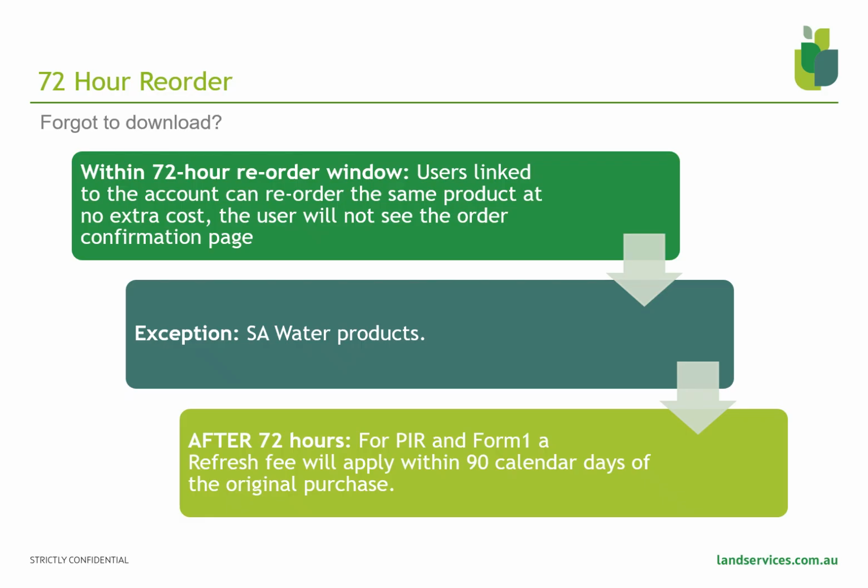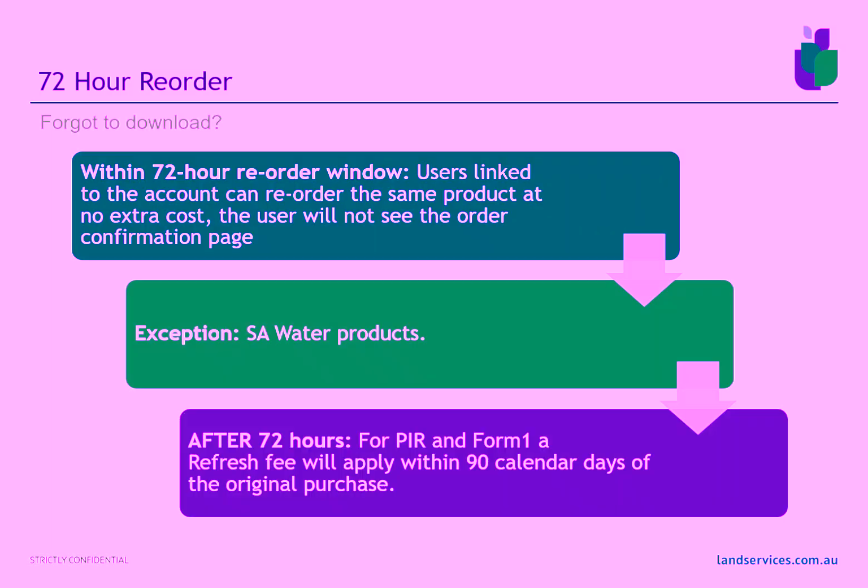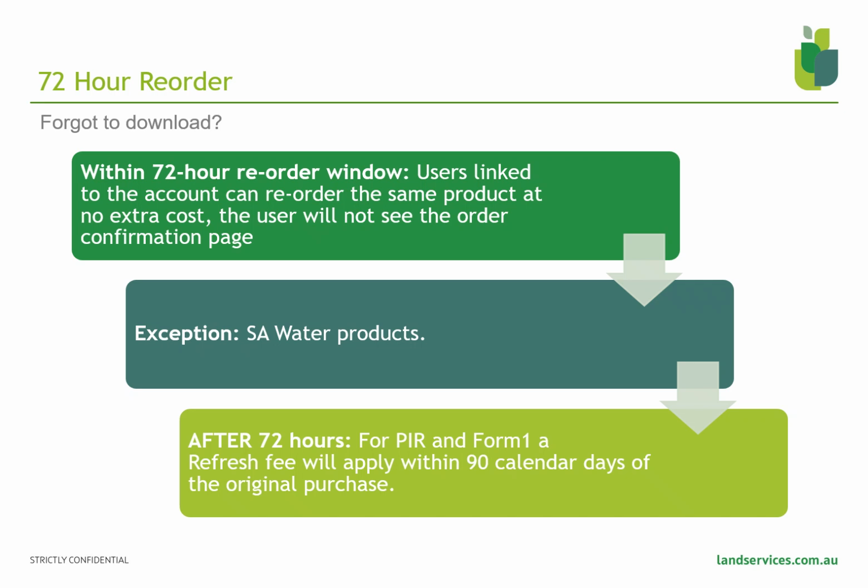As long as a user ID is linked to the SAILIS account, you can order the same product at no extra cost. The confirmation order page will not appear. However, the PIR and Form 1s will need to be ordered by the same user ID that generated the reports. There is the exemption of SA Water products, as these are generated by SA Water and not by the SAILIS website. After 72 hours, you will need to reorder the product. Except for PIR and Form 1s, a refresh fee will apply within 90 calendar days of the original purchase.